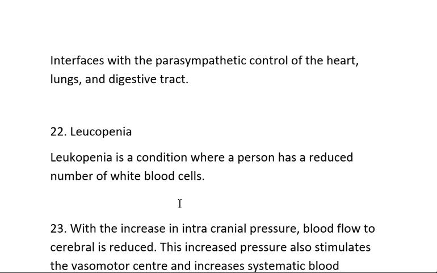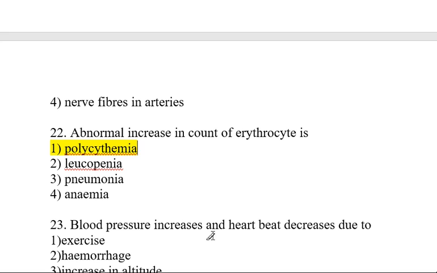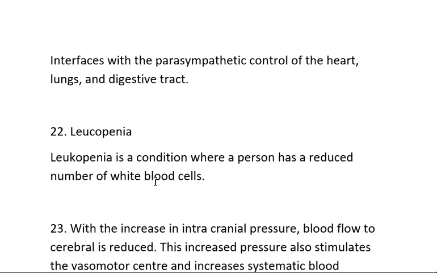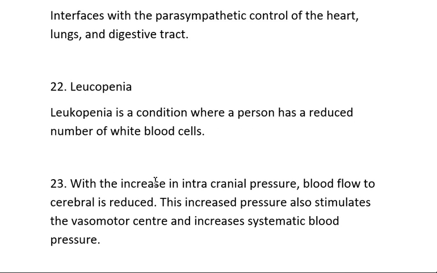Okay, so what is leukopenia? Leukopenia is a condition where a person has a reduced number of white blood cells. The others are known. They're very simple disorders, like pneumonia and anemia. Blood pressure increases and heartbeat decreases due to increase in intracranial pressure. With the increase in intracranial pressure, blood flow to the cerebrum is reduced. This increased pressure also stimulates the vasomotor center and increases systemic blood pressure.